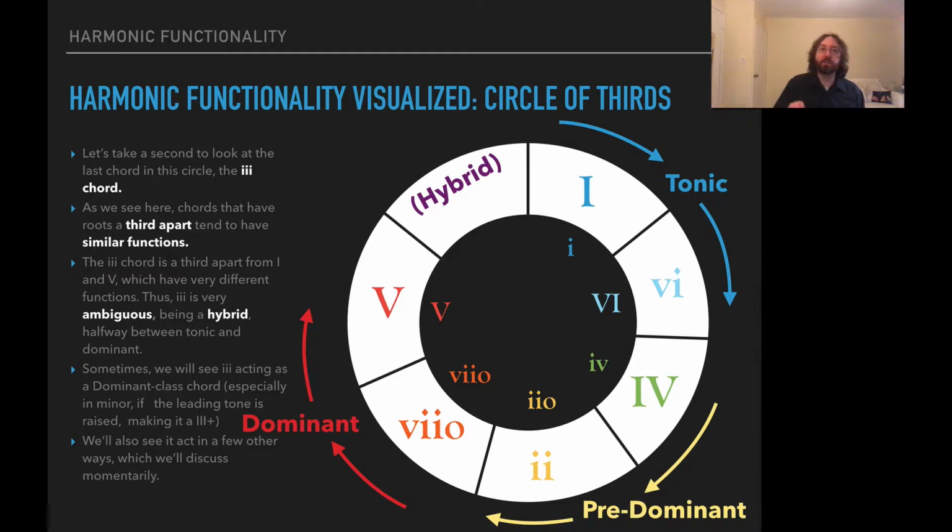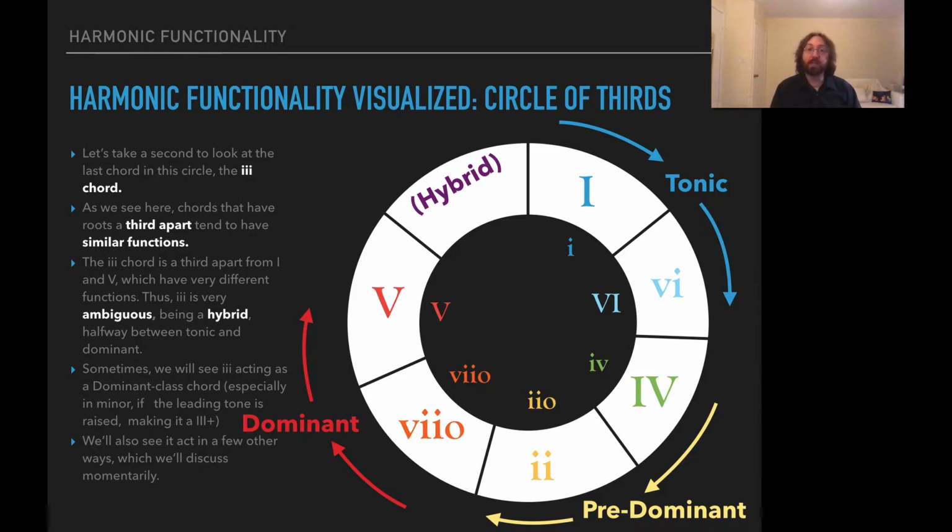Let's take a second to look at that last chord in this circle, that hybrid chord that I talked about. In this case, it's the 3 chord. As we see here, chords that have roots a third apart tend to have similar functions. The 3 chord is a third apart from 1 and 5, which have very different functions. They're on two different ends of the tonal spectrum, with the tonic being extraordinarily stable and the dominant being very unstable. Thus, 3 is very ambiguous. It's caught between the two.